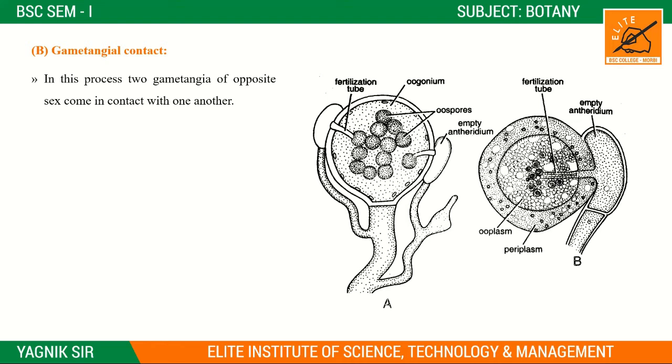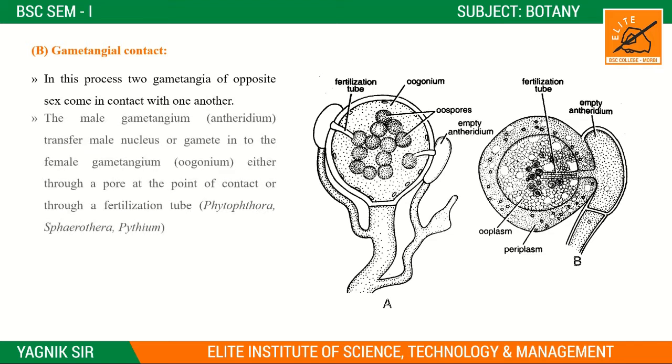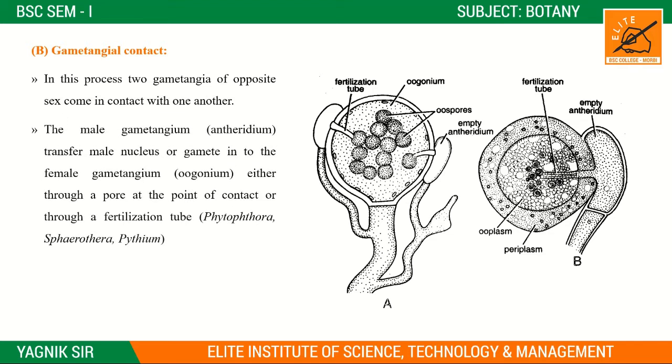But in this case two gametangia are developed and grown very differently, on opposite strands, right? So here the male gametangium, that means the antheridium, transfers the male nucleus or gametes into the female gametangium, that means the oogonium, either through pores at the point of contact or through the fertilization tube.